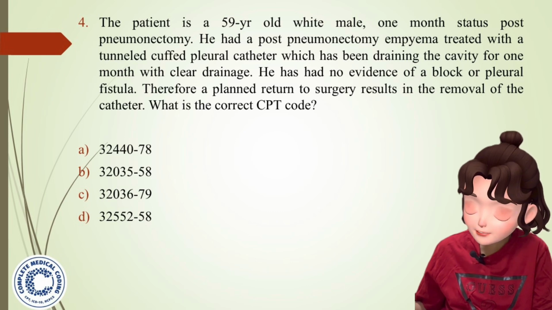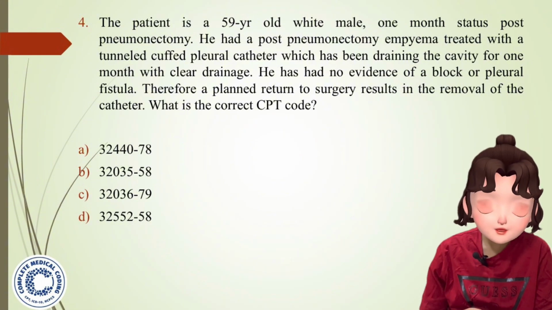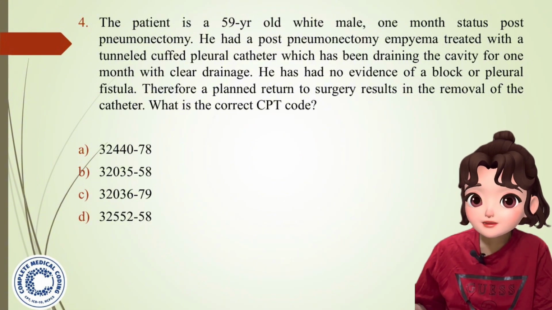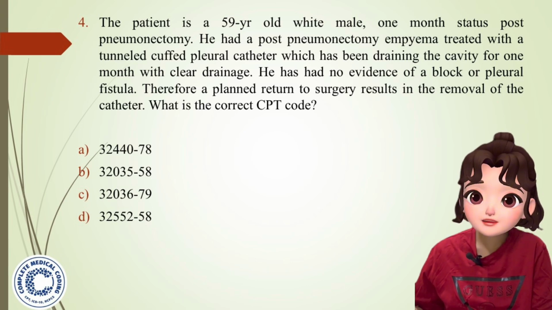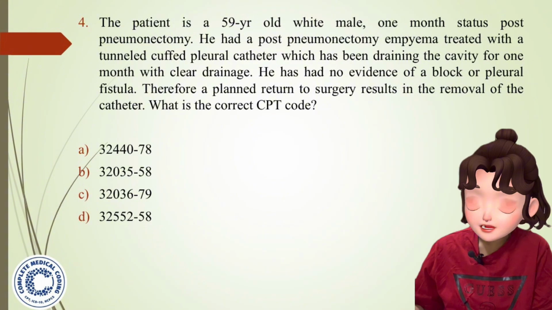What is 32440? Removal of lung, pneumonectomy. It's only mentioned removal of lung, pneumonectomy, 32440. This is not a pneumonectomy procedure. This is the removal of catheter. Okay. So that is wrong.